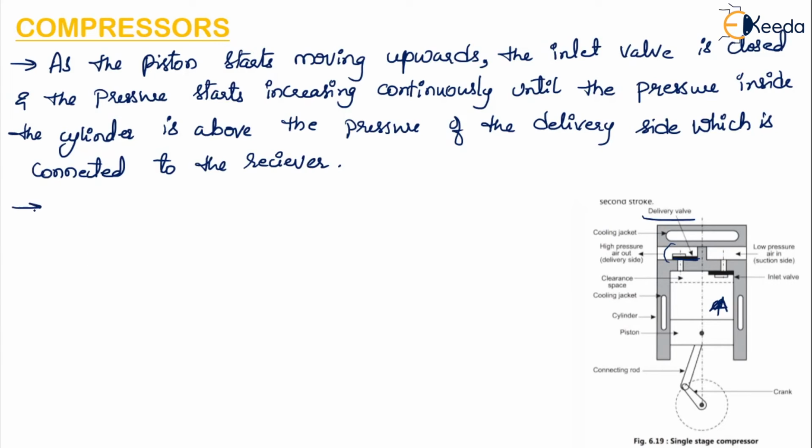Then what happens? Because of increase in pressure, the delivery valve opens and the air is delivered to the receiver during the remaining upward movement of the piston.